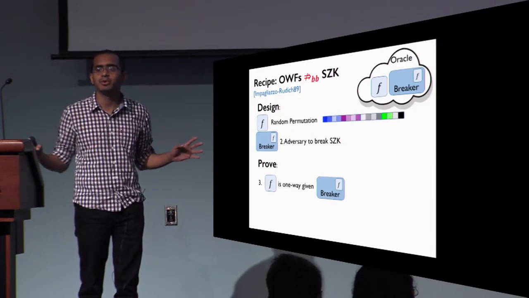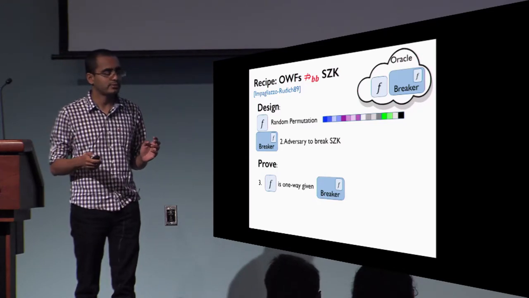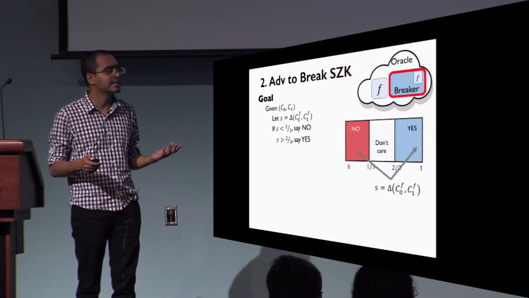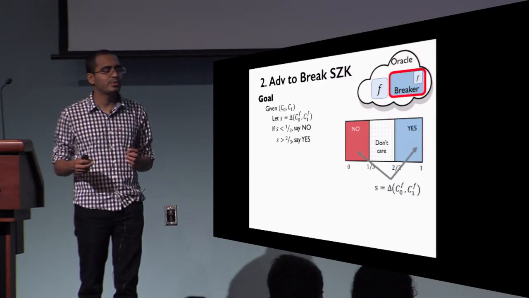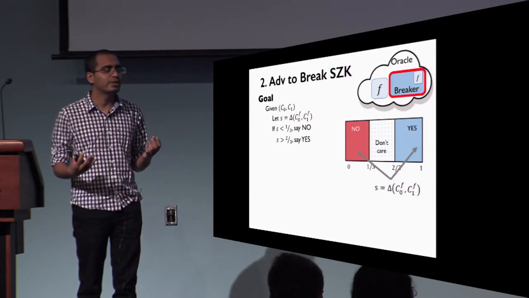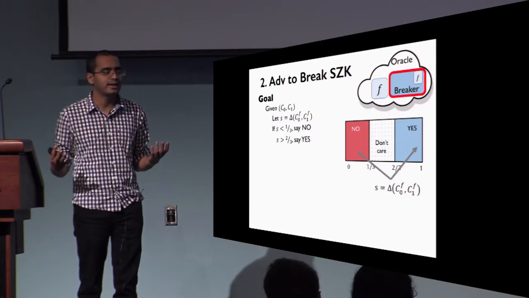So the first half, designing a one-way function, is pretty standard. We would pick a random permutation. It's a great one-way function on its own. The second half is that we have to design an adversary to break SZK. So just recall what the goal is. We are given two circuits. We have to determine if their statistical distance is small or high.